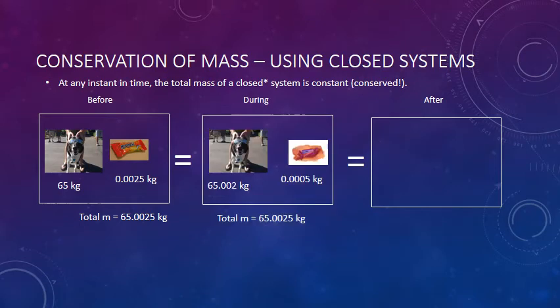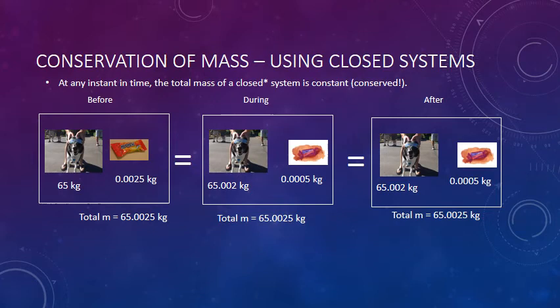So if my dog decides he's going to eat that Haichu and somehow he leaves the wrapper behind because he's really smart, his mass may go up, so he's now 65.002 kilograms, whereas the wrapper alone is 0.0005 kilograms. But what you'll see is that the total mass in that system stayed the same. Nothing came in or went out of our closed system.